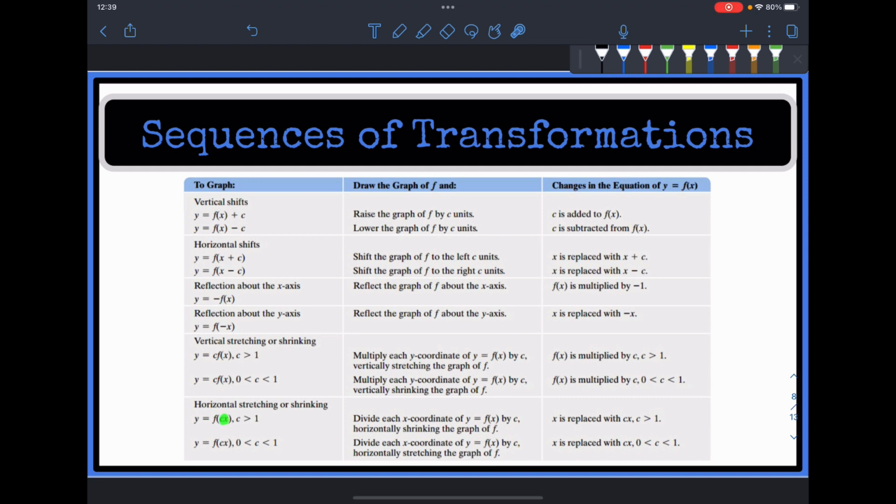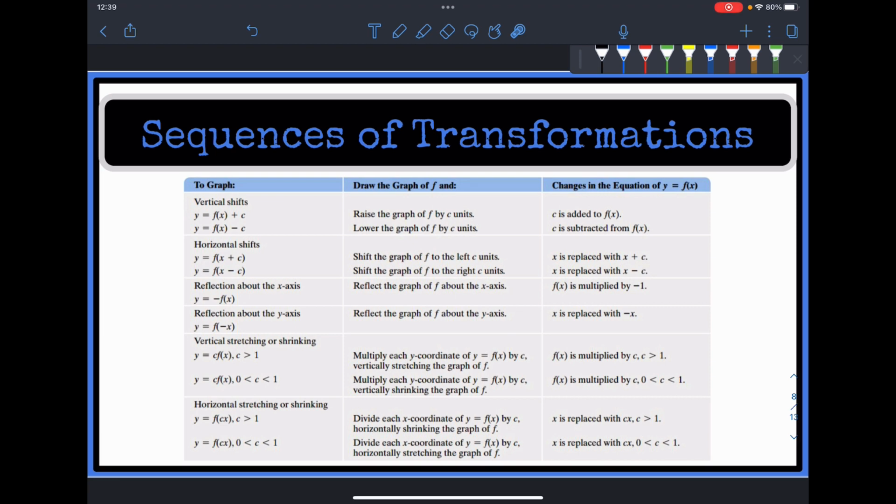F of x times c is going to divide each x coordinate by that c, causing a horizontal shrink if that number is greater than 1, and it's going to result in a horizontal stretch if that number we're multiplying is less than 1, a positive number, of course, less than 1. And that again is going to divide each x coordinate of our function by that constant.